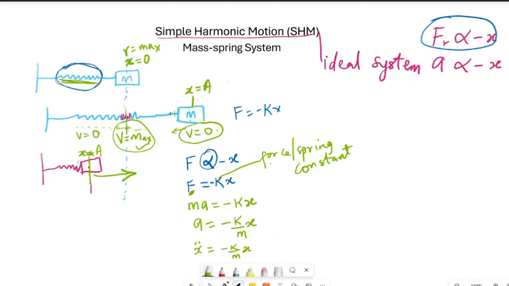Now let's take note of this, and if I bring this to the other side, it becomes x double dot plus k over m x equals 0.